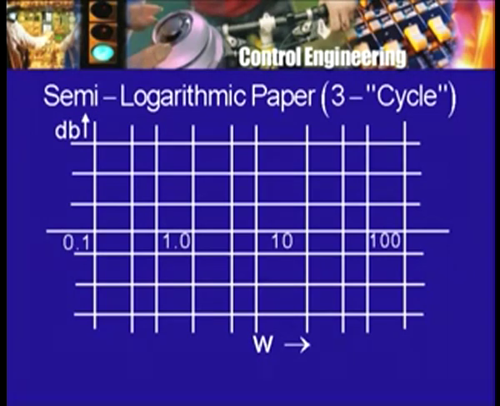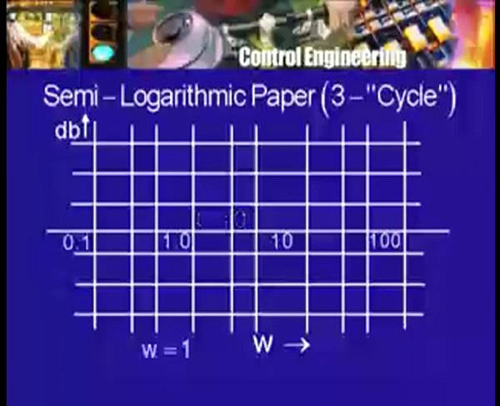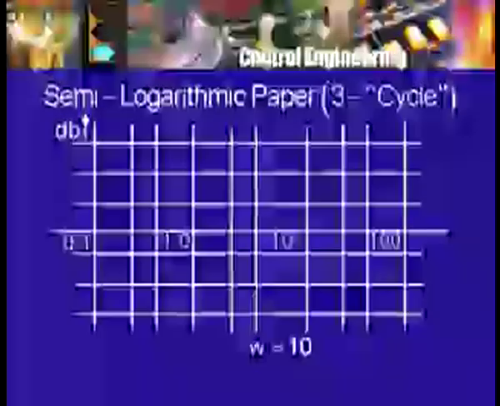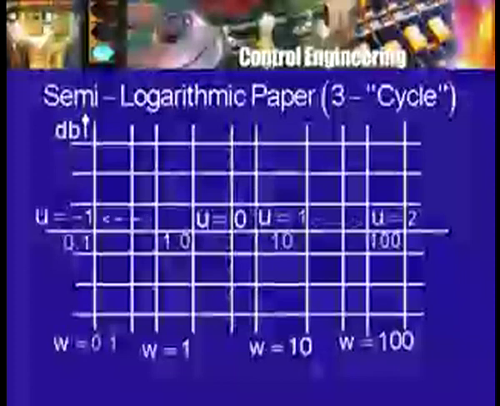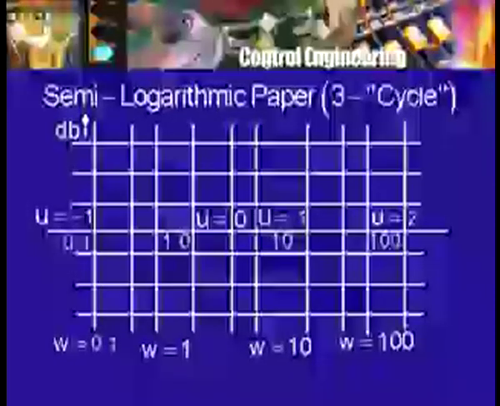But if I did want to do it, then I could write here u equal to 0, and this is omega equal to 1, omega equal to 10, and therefore u equal to 1, omega equal to 100, so u equal to 2, and omega equal to 0.1, so u equal to minus 1. Now if I don't look at omega, but if I only look at u, then it's correct. 0 to 1, 1 to 2, minus 1 to 0, equal increments. So uniform scale for u, but it's a non-uniform logarithmic scale for omega.